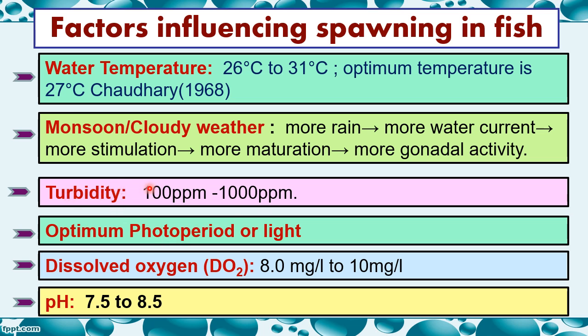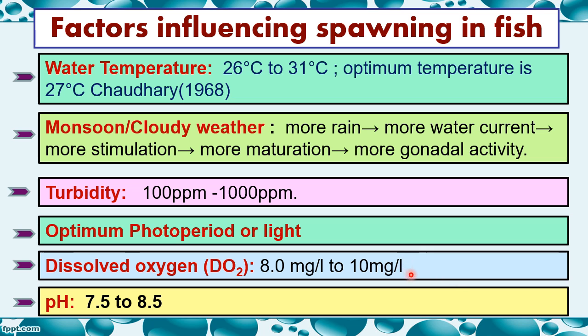Turbidity in the range of 100 ppm to 1000 ppm is preferable for breeding in most of the carps. Optimum photoperiod or light is also essential for gonadal activity, gonadal development and maturation. The most important factor for induced breeding in carps is dissolved oxygen. Dissolved oxygen level in the range of 8 to 10 mg per liter is preferable for breeding in carp fish.